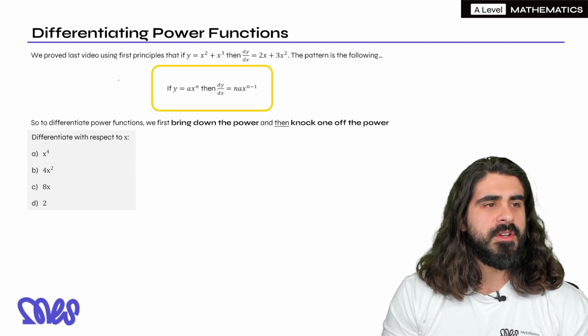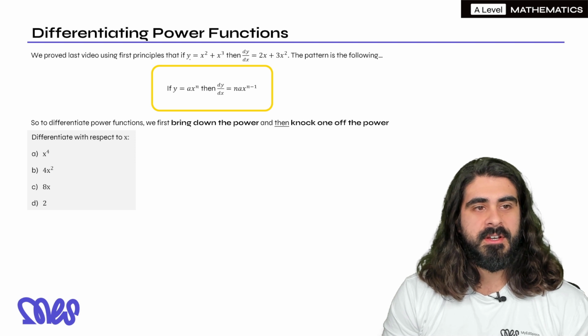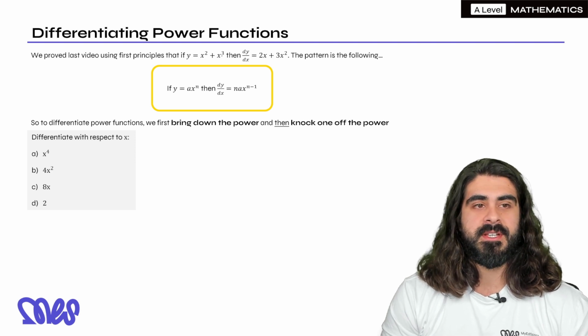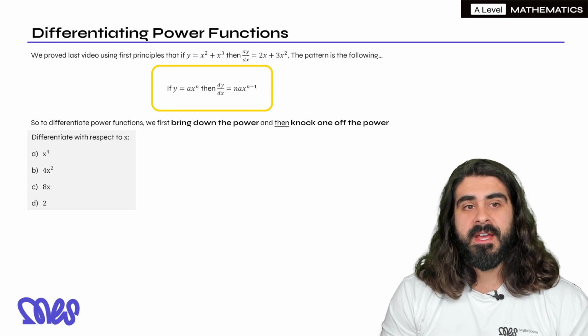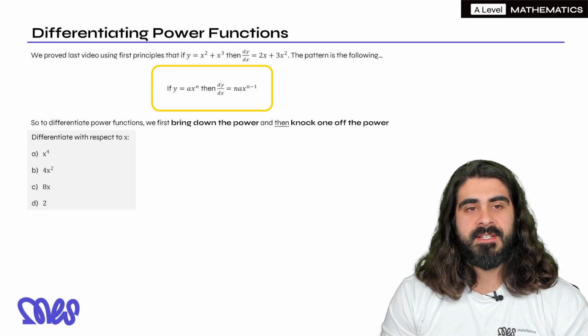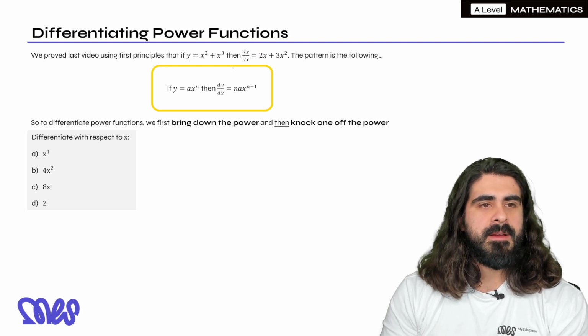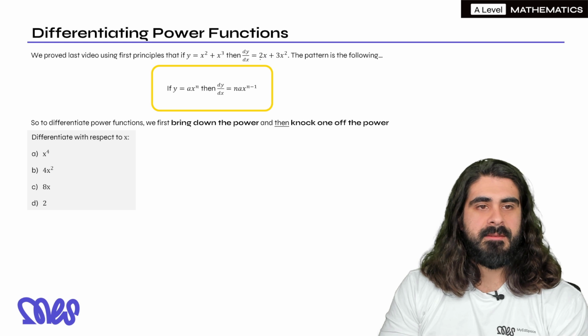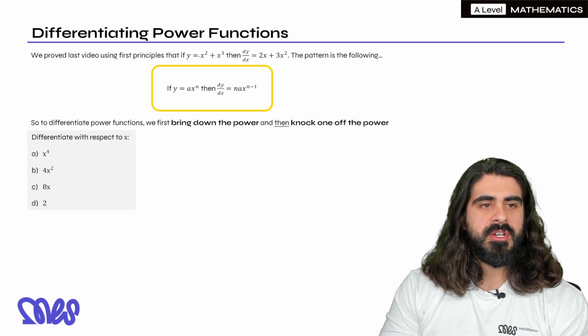So following on from the last video using first principles, at the end, I differentiated from first principles x squared plus x cubed. And after differentiation, through the cancellation of h and making h tend to 0, we got the result 2x plus 3x squared. Now you might be able to see a pattern. x squared became 2x, x cubed became 3x squared. So it looks like the power somehow ends up as the coefficient, and then the power is decreased by 1.